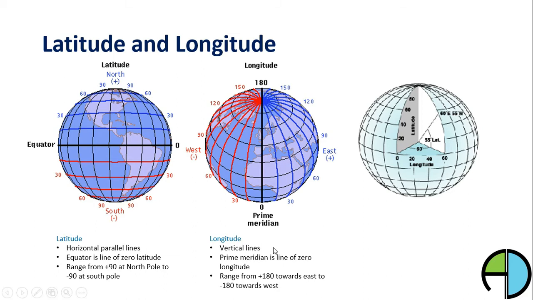Now collectively they are called lat-long. We call it a lat-long. Lat-long are nothing but the angle that is made by latitude and longitude at a particular point. Angles are measured from the center of the Earth. Latitude and longitude values are expressed in terms of decimal degree or degree minute second.